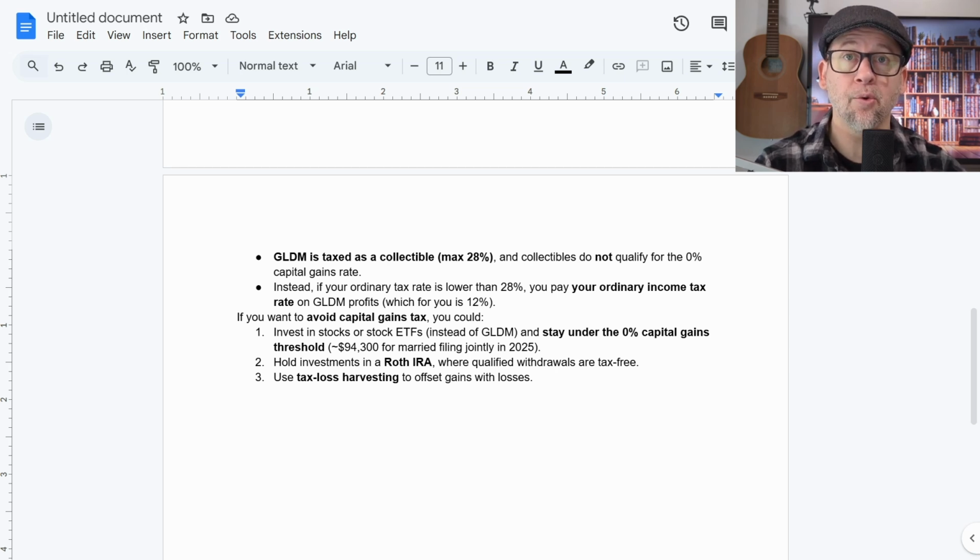If you want to avoid capital gains, you could: 1. Invest in stocks or ETFs instead of GLDM, and stay under the 0% capital gains tax threshold of $94,300 for married couples filing jointly in 2025. 2. Hold investments in a Roth IRA where qualified withdrawals are tax-free. 3. Use tax loss harvesting to offset gains with losses.